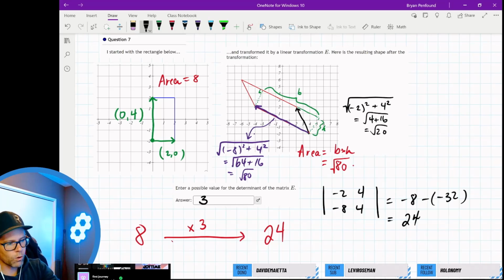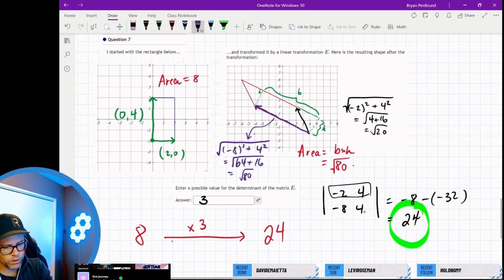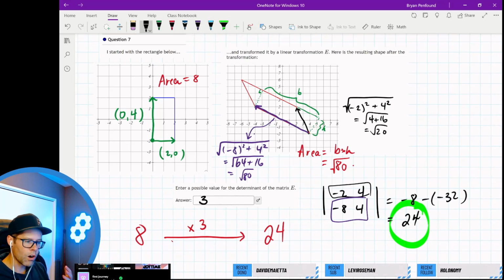So that's what this 24 is representing, the area spanned by our two vectors, the one in black and the one in purple. So the one in black is here, and the one in purple is here. And what we're doing to answer the overall question is we're comparing the area. We're looking at how much larger or smaller in a multiplicative way is the first area compared to the second area. So we went from an area of 8 to an area of 24 through the linear transformation E. My guess is that the determinant of that linear transformation has to be 3.